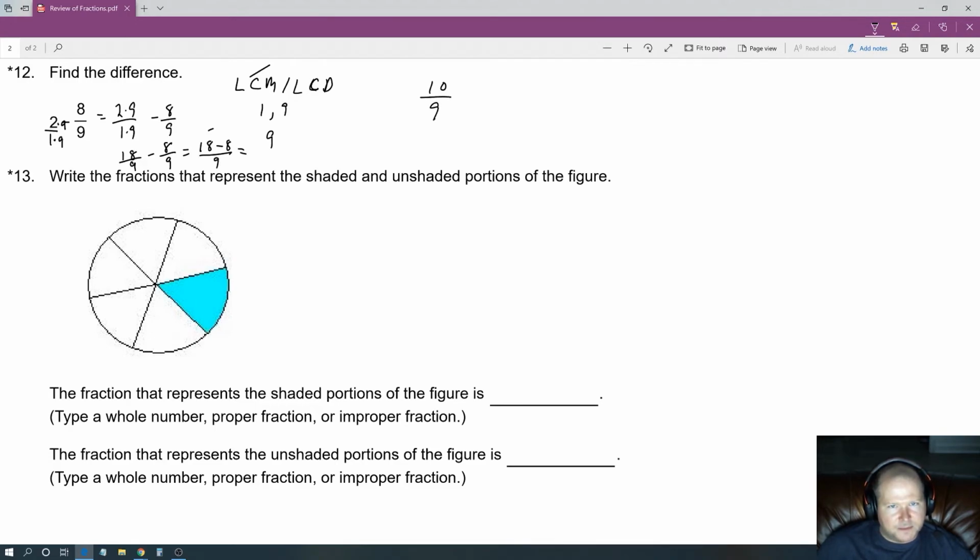10 over 9. Okay, so like I said previously, if they ask for it in an improper format, this is probably perfectly acceptable. If not, then you want to convert that. So we would simply take 10 and divide that by 9. It goes in there 1 time. 1 times 9 is 9. 10 minus 9 is 1, with a remainder of 1. So we'd end up with 1 and 1 over the divisor of 9. So we end up with 1 and 1/9.